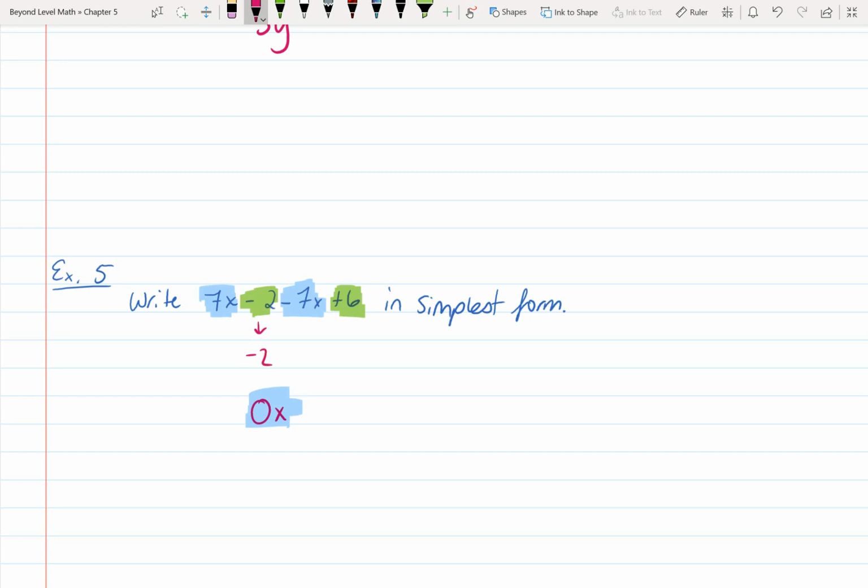Alrighty, and then we've got, so I'm going to erase this. You've got negative 2 plus 6. So if you need to use your tug chart, go ahead, but negative 2 plus 6 gives us positive 4. So we've now taken care of our like terms that were in blue and our like terms that were in green. Since we don't need to write down 0x, we can erase that. And since we don't have to have plus 4 to show that it's positive 4, our simplest form is 4. And that's our expression written in simplest form because that 7x minus 7x canceled out.